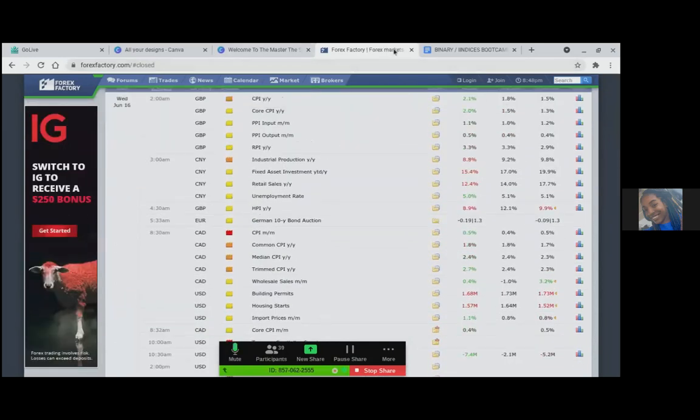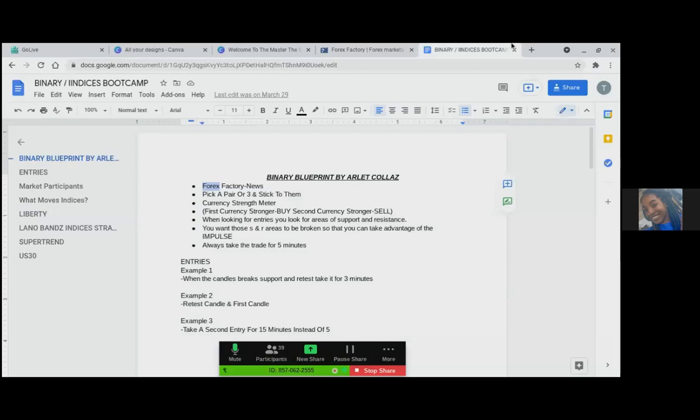All right, so that's Forex Factory. So make sure that you look at that every day. I tell everybody to pick a pair of three and stick to them. Make sure that you understand or use a currency strength meter. It's kind of impossible not to use a currency strength meter, because it's almost on every product. So if the first currency is stronger, you're looking for buys, and if the second currency is stronger, then you're looking for sells. That's very, very simple.